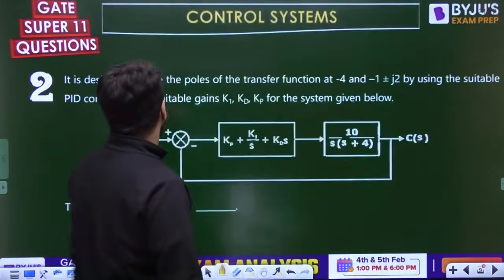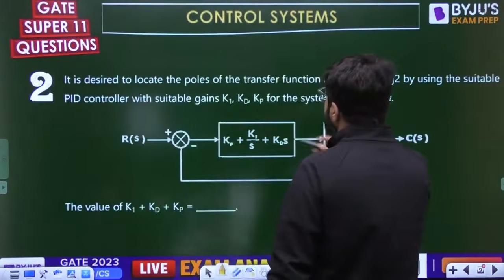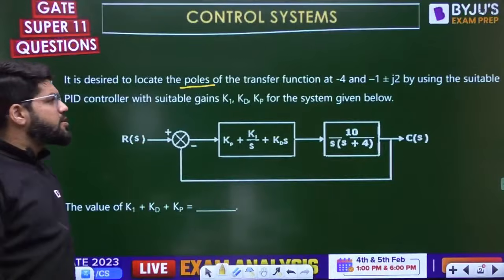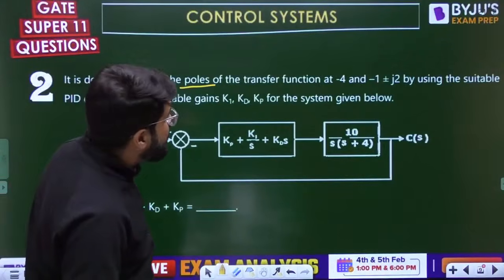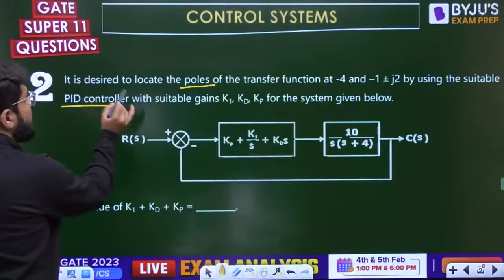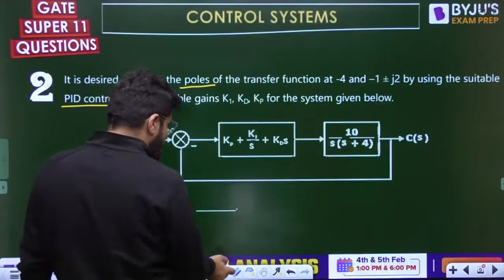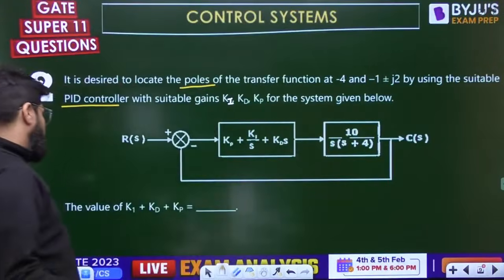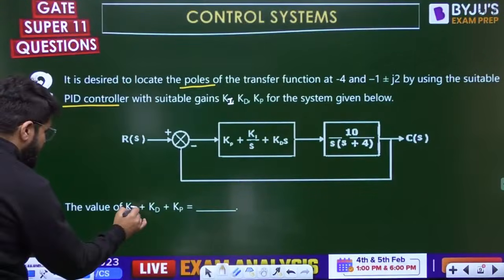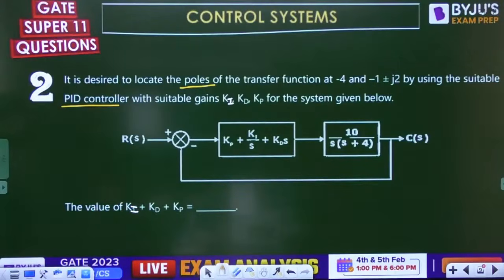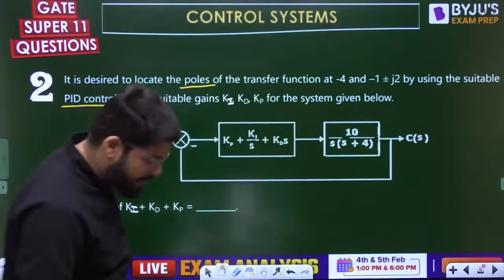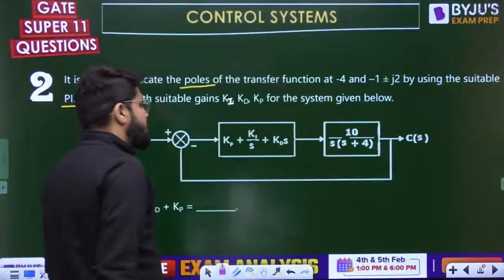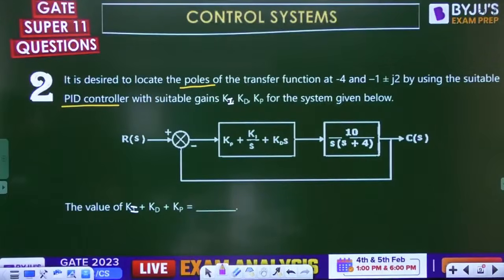Let's go to the next question on the screen. It is desired to locate the poles of the transfer function at -4 and -1 plus minus j2 by using a suitable PID controller with suitable gains Ki, Kd, Kp for the system given below. This is not K1, it should be Ki. What should be the value of Ki plus Kd plus Kp? The controller is Kp plus Ki by S plus Kds.